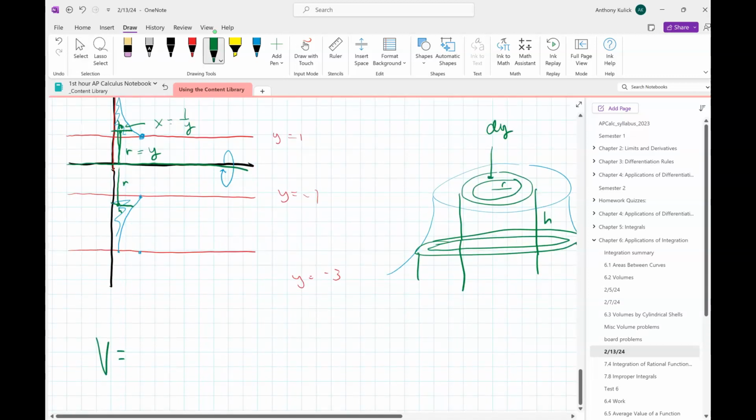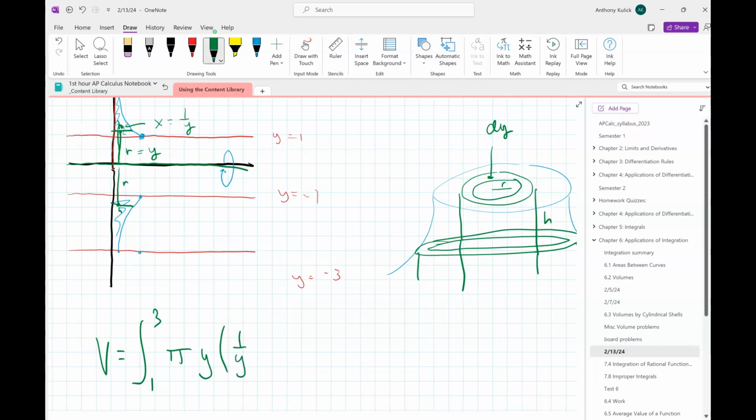So our volume is going to be the integral from 1 to 3 of pi r h dy. Oops, 2. I just forgot the 2 from the formula. It's 2 pi r h dy. Everybody's okay? What do you notice?